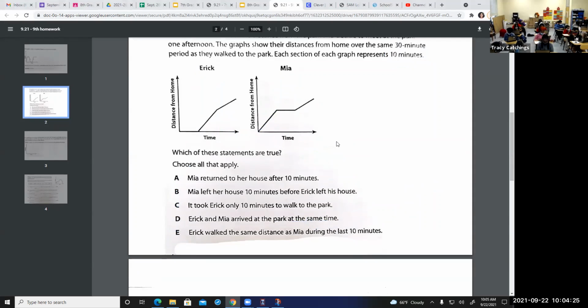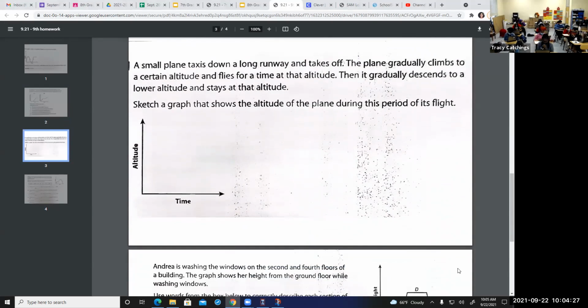All right, it said a small plane takes off on a long runway. The plane gradually climbs to a certain altitude and flies for a time at that altitude. Then it gradually descends to a lower altitude and stays at that altitude. Sketch a graph that shows the altitude of the plane during the period of its flight.